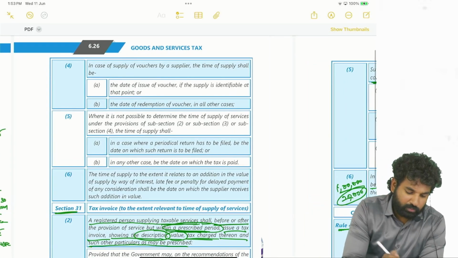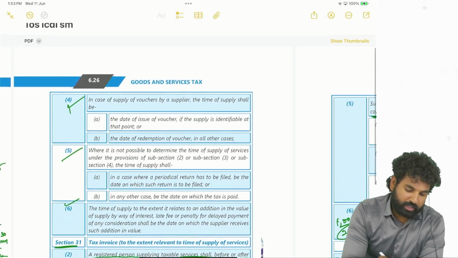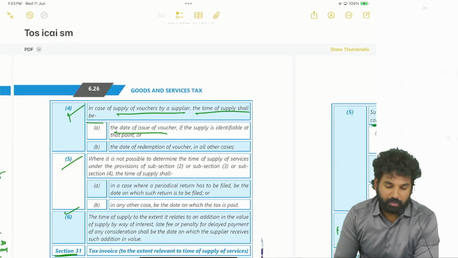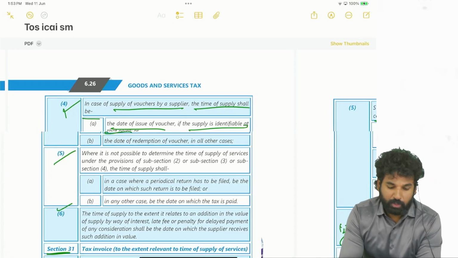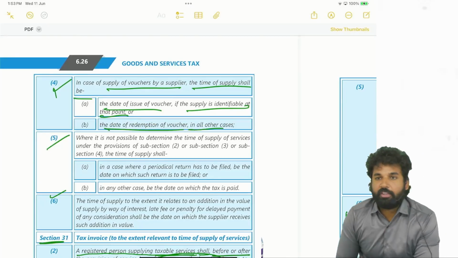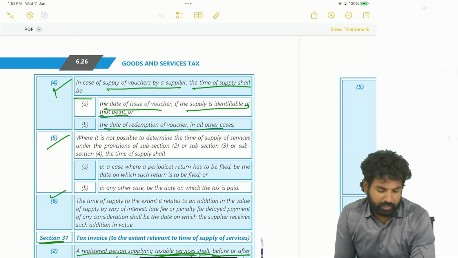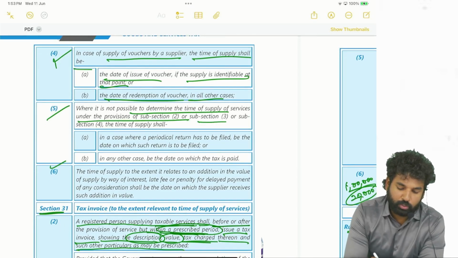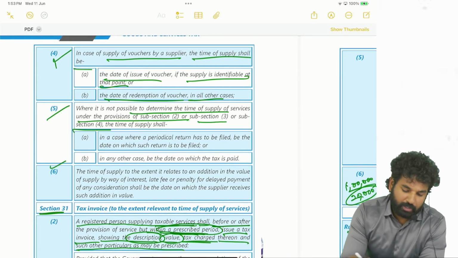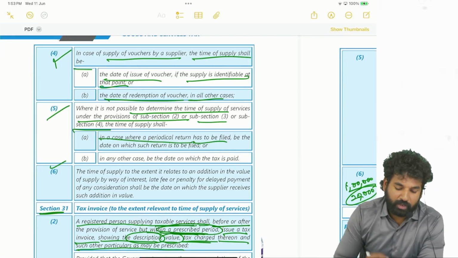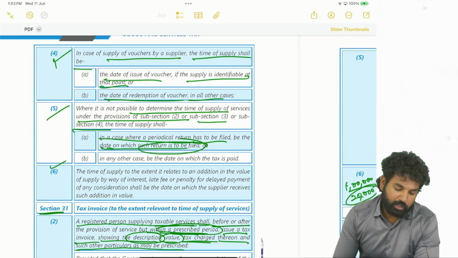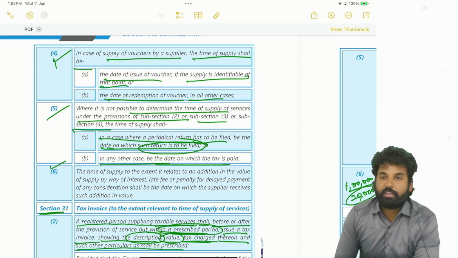So these are the 4, 5, 6 subsections. In case of supply of vouchers, the time of supply shall be date of issue of vouchers if the supply is identifiable at that point, or date of redemption of the vouchers in all other cases. Where it is not possible to determine the time of supply of service under provisions of subsection 2, 3, 4, then the time of supply shall be, in case where periodical returns have to be filed, the date on which such return is to be filed. Whenever you are required to file the return, that will be the time of supply. In any other case, it is the date on which the tax is paid.